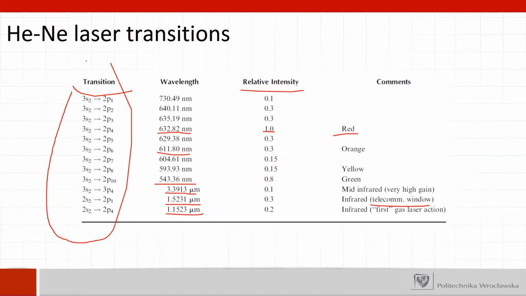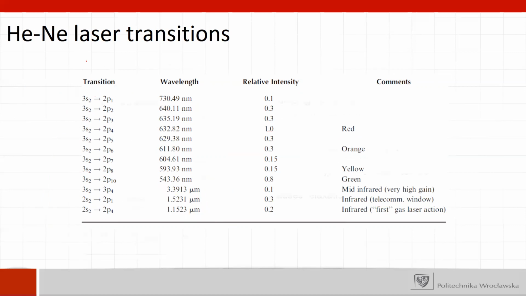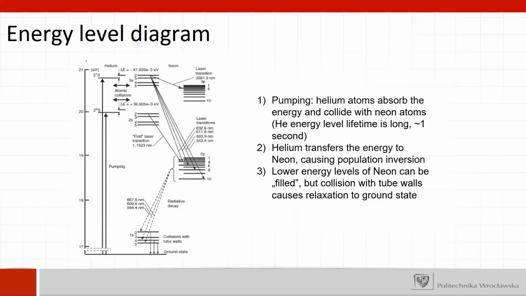We can select these transitions by, of course, designing the laser, designing the mixture and so on, but also by choosing mirrors that will discriminate the other transitions. So we just use mirrors that will reflect the specific wavelength.